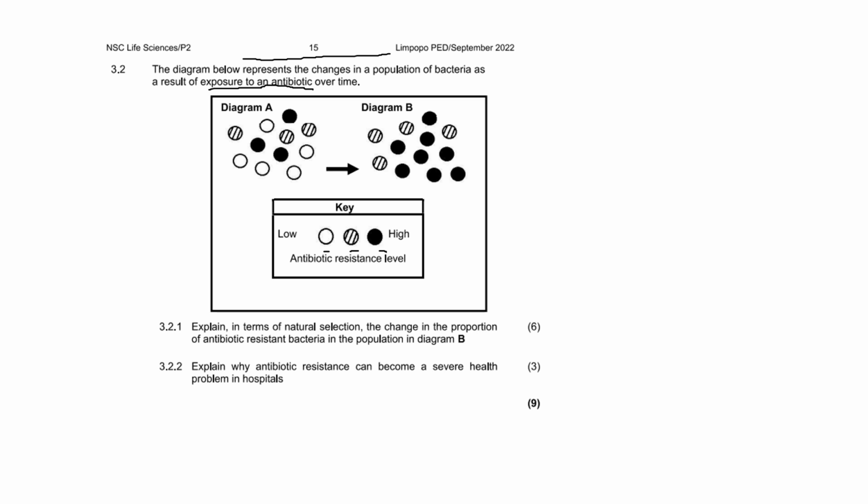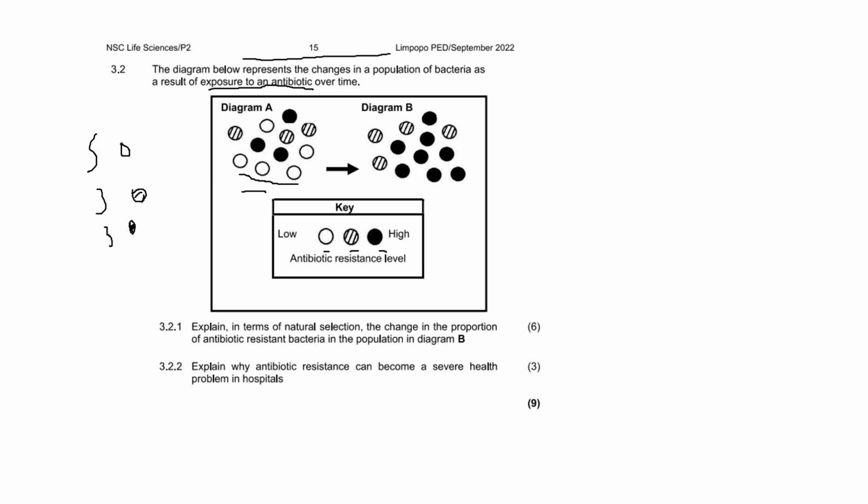So in diagram A, let's just count how many we're having which are normal, without any shading. We've got 1, 2, 3, 4, 5. We've got 5 which are normal shading in diagram 1, and then we've got 3 which are like that, and then we've got 3 also which are shaded. That's in diagram number 1.